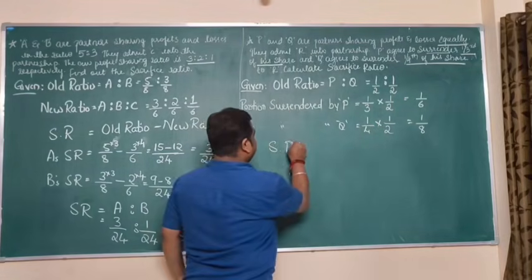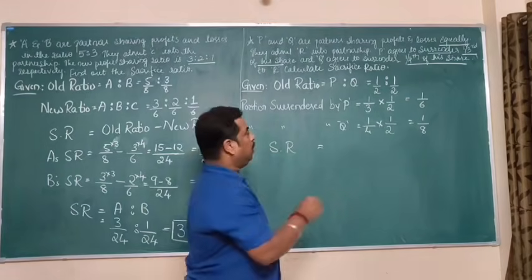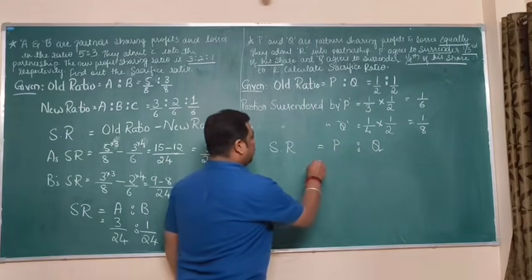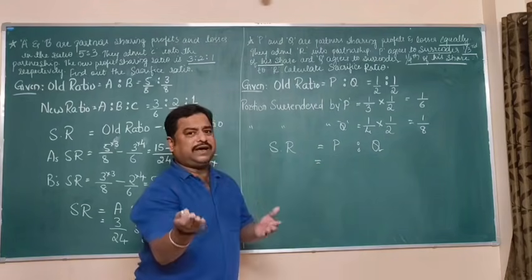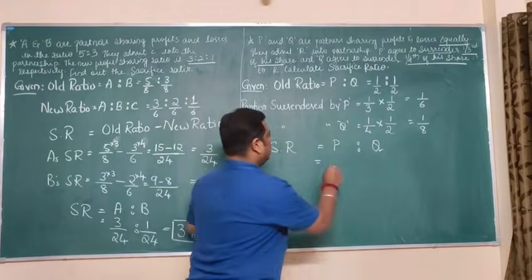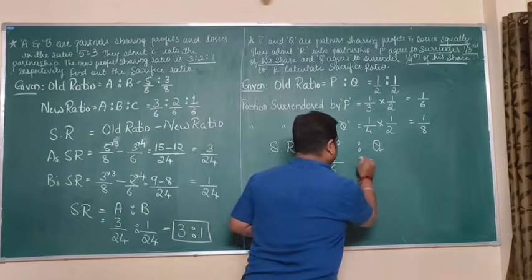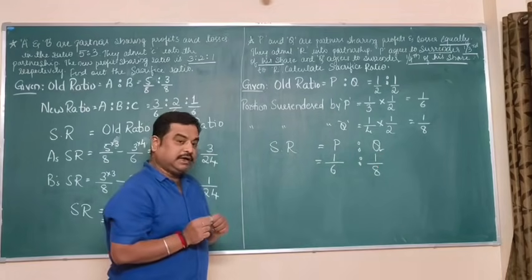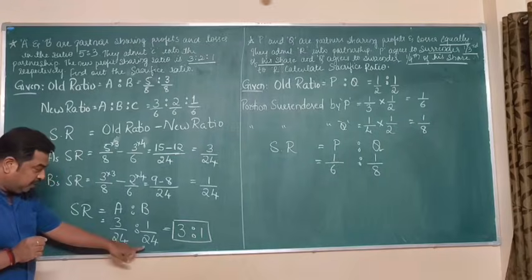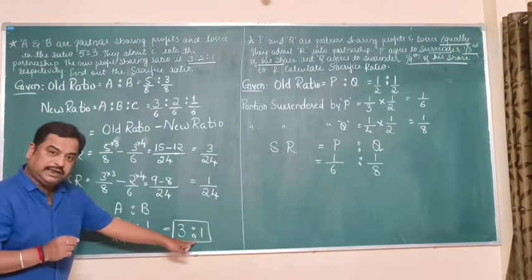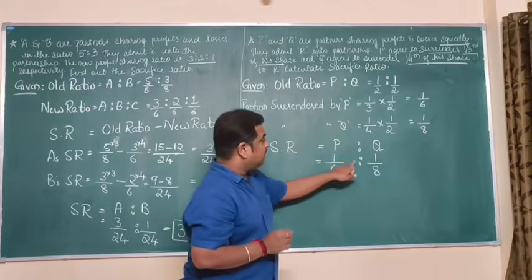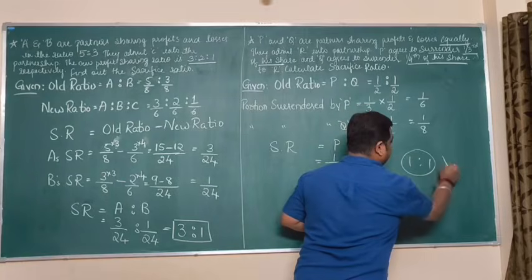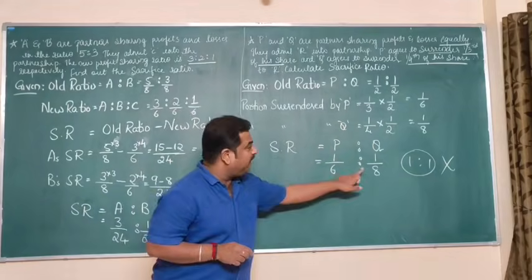So final presentation. Sacrifice ratio is equal to P is to Q. How much P has sacrificed? Sacrificed or surrendered, both are same words. 1/6 is to Q, 1/8. Now, if you observe, like in the previous problem, directly we used to get the same denominator. So we wrote 3:1. But here it is 1/6 and 1/8. We cannot write it as 1:1. If you write it as 1:1, then this will be the wrong answer for you because the denominators are different.